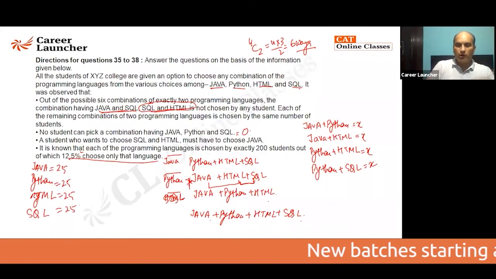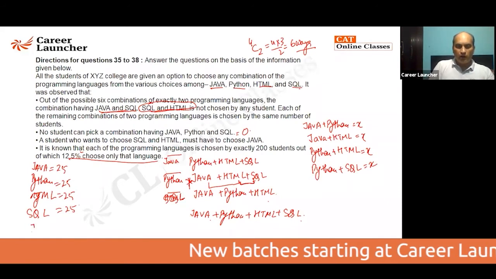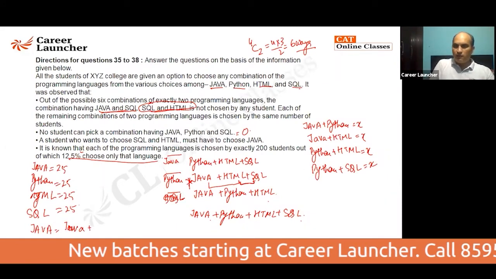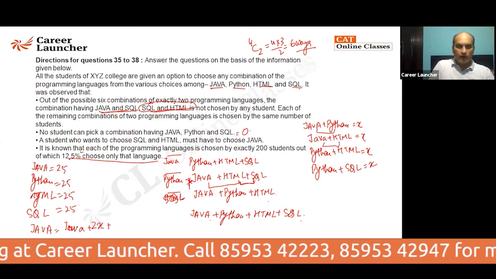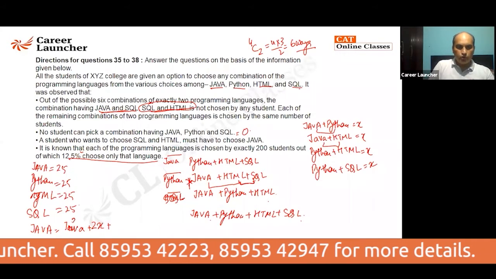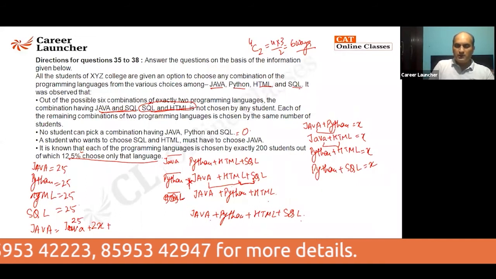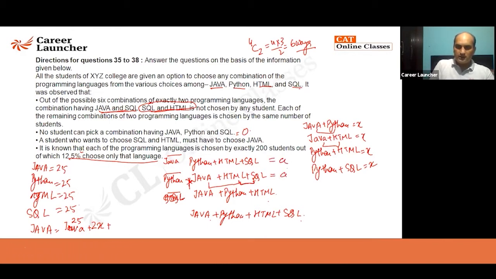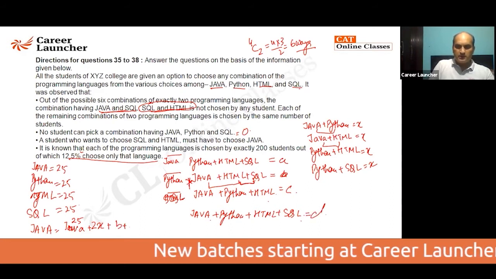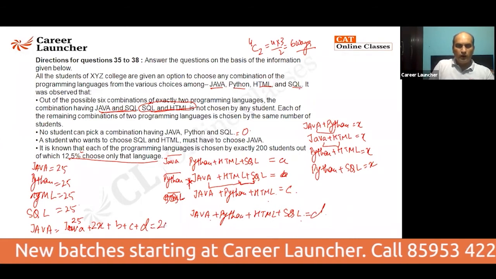Fine. So let's talk about now the people who are choosing Java as a whole. That is only Java, Java plus HTML, Java plus Python. I'll say 2x. Only Java is already given as 25. And Java plus HTML plus SQL, Java plus Python plus HTML. These are the combinations. I can take it as A, B, C and D. So I'll say 25 plus 2x plus B plus C plus D is coming out to be 200.